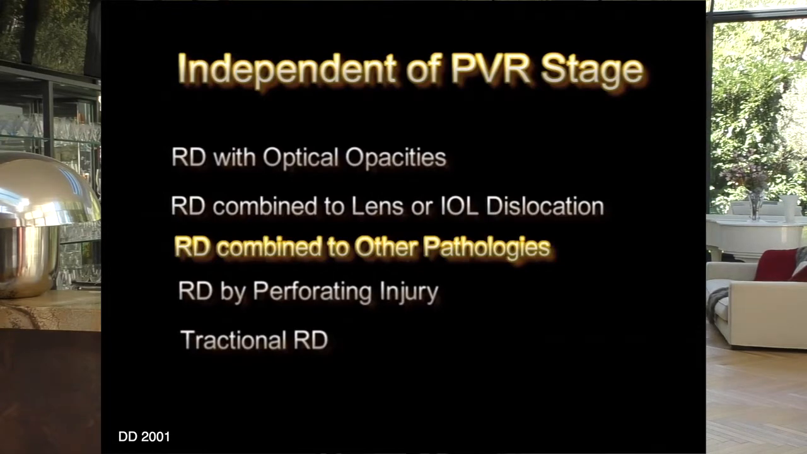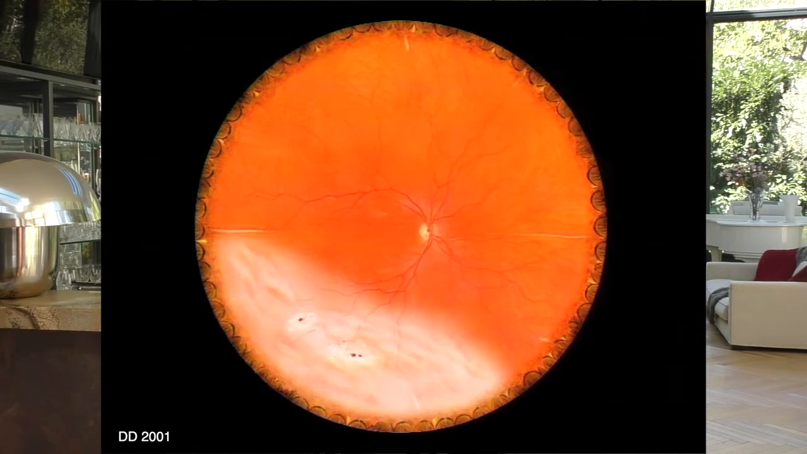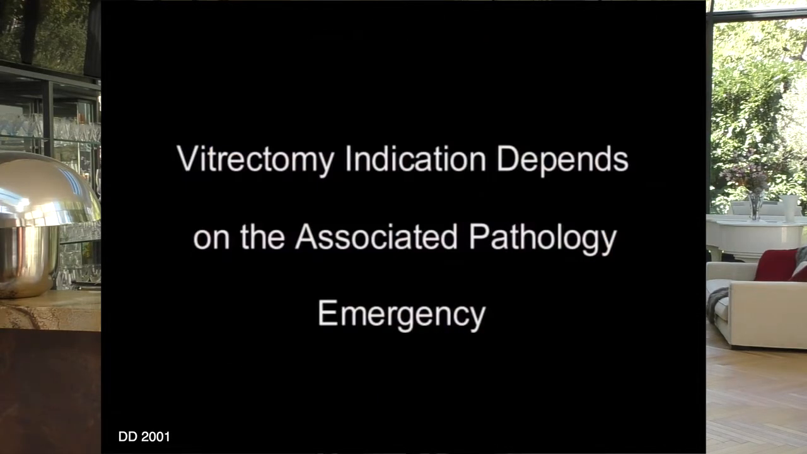An RD can be associated with other pathologies that require a vitrectomy by themselves, such as epiretinal membrane, macular hole, or ARMD. We must decide to treat both pathologies at the same time, or treat the detachment in a classical manner, with a 1-month follow-up vitrectomy for the additional pathology. All depends on the urgency of the associated pathology.